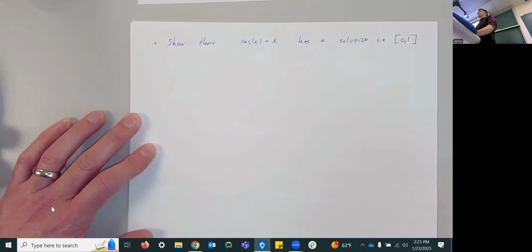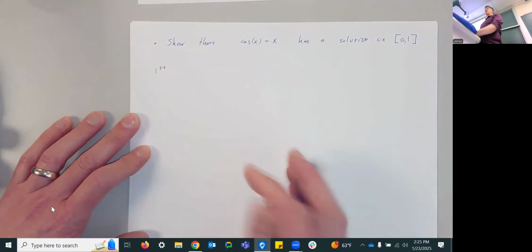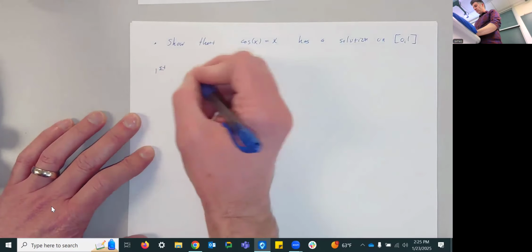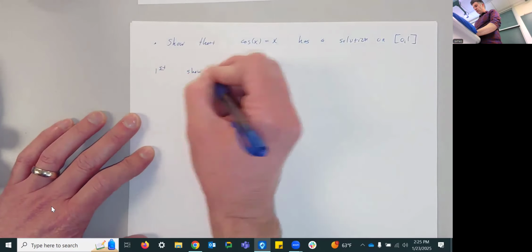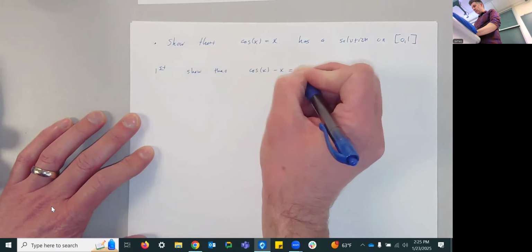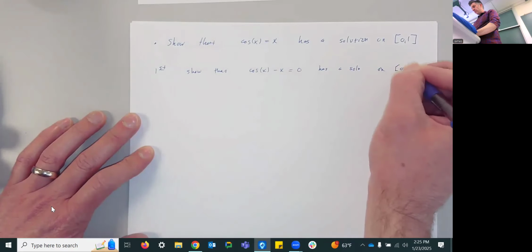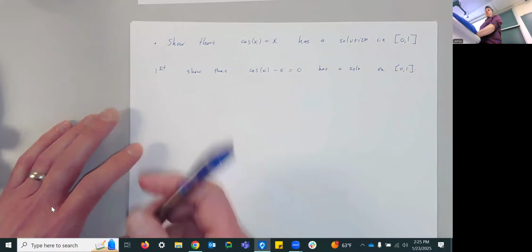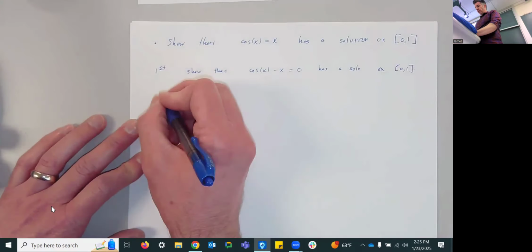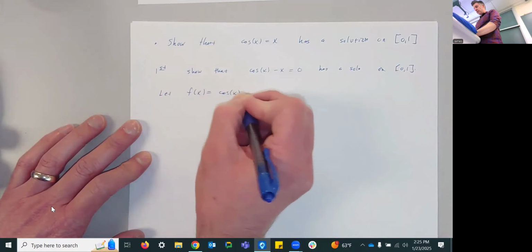So, same deal. First, we're gonna rewrite it so it's something equal to 0. Doesn't matter which side you write things to. So we want to rewrite it as: show that cosine x minus x equal to 0 has a solution on 0 to 1. And we're gonna let whatever the function is, we're gonna call that f of x or g of x or whatever you like. So we're gonna say let f of x equal cosine x minus x.